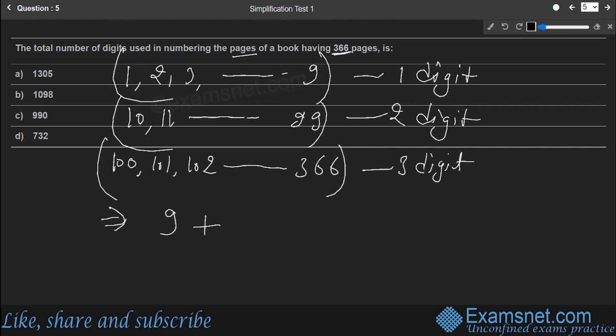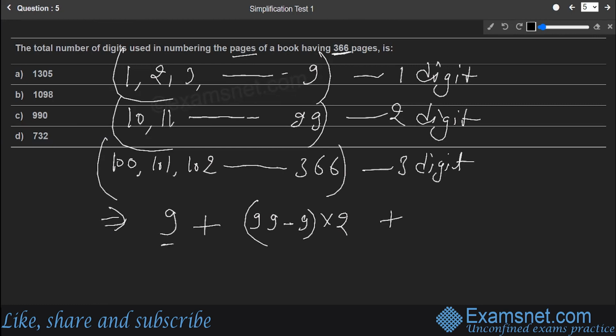Now, then we have 2-digit numbers. Every page number has got 2 digits in it. How many page numbers are these? From 10 to 99. From 10 to 99, their count is 90. If you subtract 99 minus 9, and each number has 2 digits, the total number of digits used will be 90 into 2, plus.